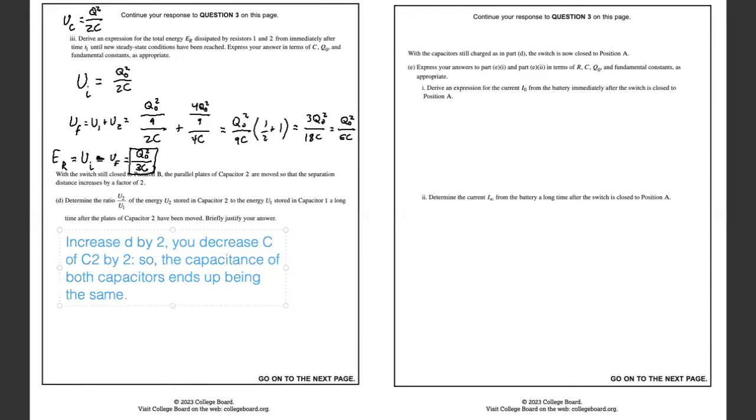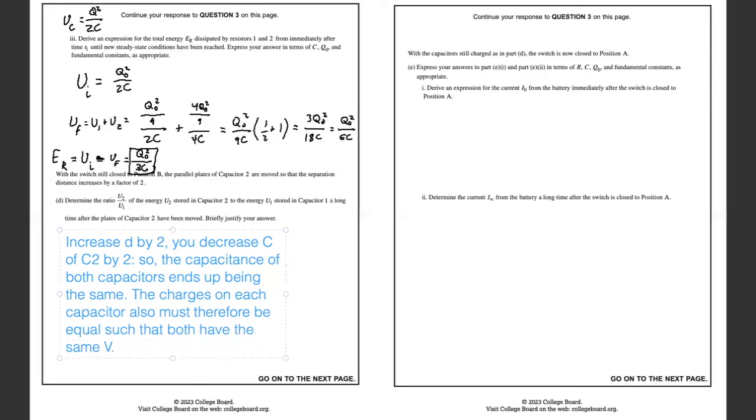Well, if the capacitances are the same, the charges also have to be the same, such that both have the same potential difference. Therefore, the ratio is 1. They have the same potential energy stored because they have the same charge, same potential difference, and same capacitance, right? U is equal to Q squared over 2C. If Q and C are the same, the energies have to be the same.